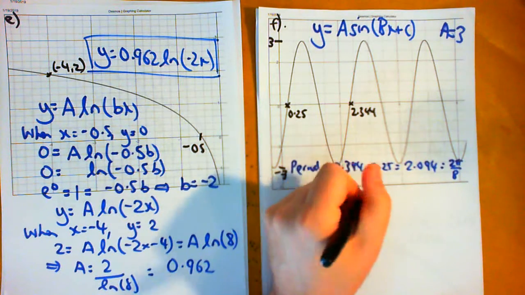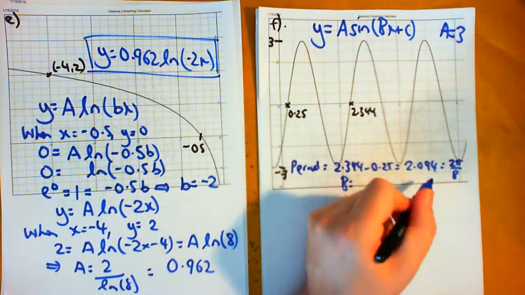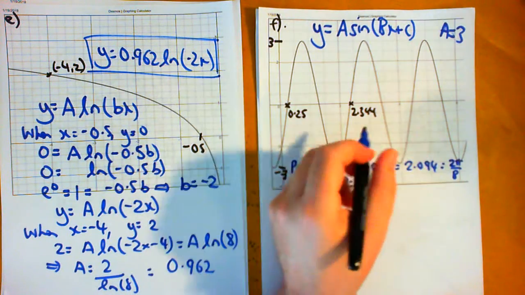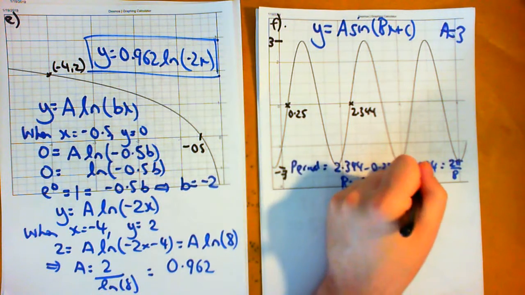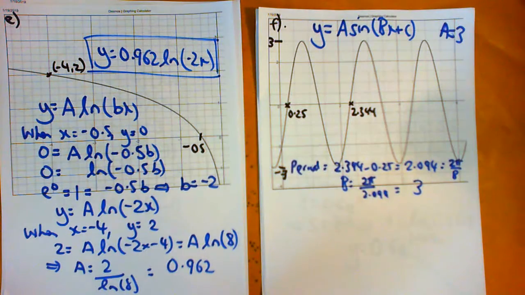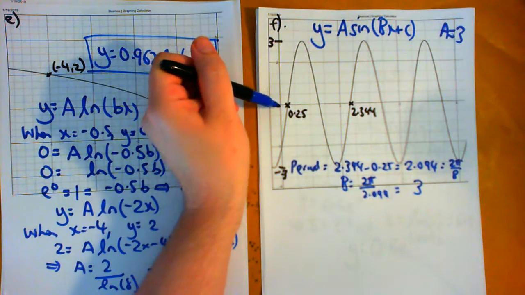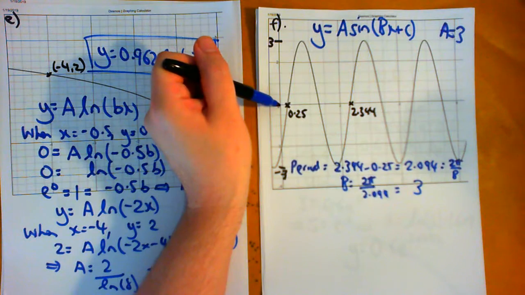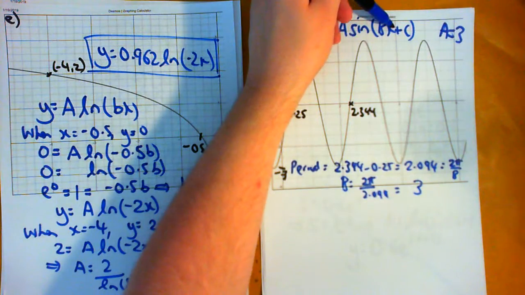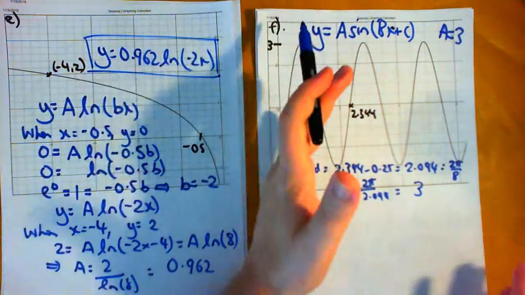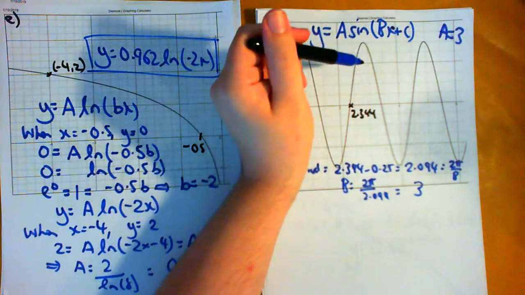So therefore b is going to be, rearrange that formula, so we can say b is going to be 2 pi divided by 2.094, which is 3. Okay, so we've got b equals 3. Now we need to find out the value of c, which is going to be about the sideways shift. So we can see that compared to the normal sine graph, which would be going through the origin, it's been shifted to the right. That tells us that this sign is going to be a minus. If it was shifted to the left, then it would be a plus.